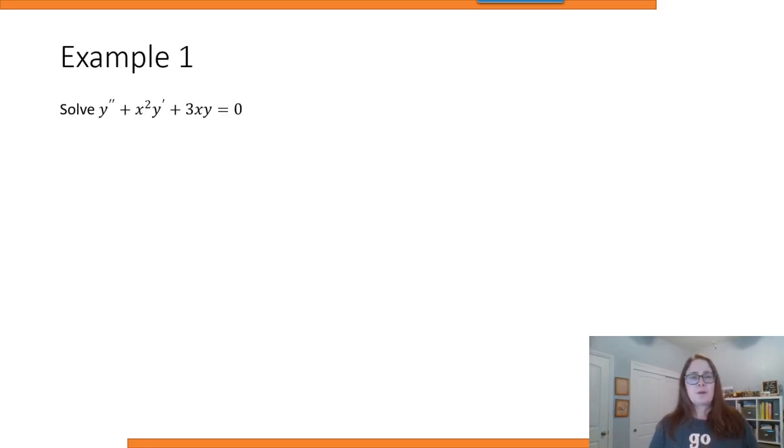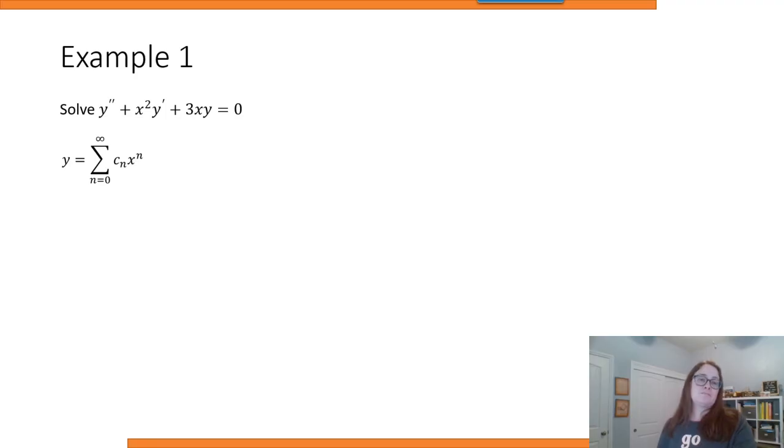So here I have y double prime plus x squared y prime plus 3xy equals 0. And I'm going to solve this, find its power series solutions. So we're going to assume, since we weren't given any x naught value, that x naught is 0, and these are polynomial coefficients in standard form, so I don't have an issue. x equals 0 is an ordinary point here.